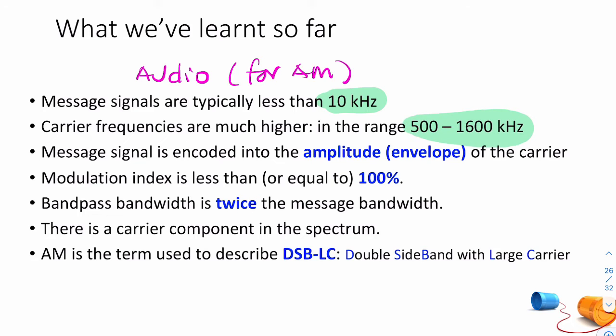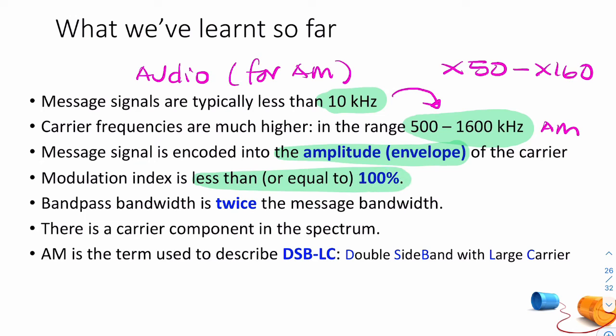Whereas the carrier is more than 50 times, all right? So we're talking about 500 to 1,600 kilohertz. That's the range for amplitude modulation. So if you look at that, we're talking about times 50 to times 160. We mentioned that the message signal is encoded in the envelope of the carrier. We spoke about overmodulation, and we spoke about the modulation index being always less than or equal to 1.